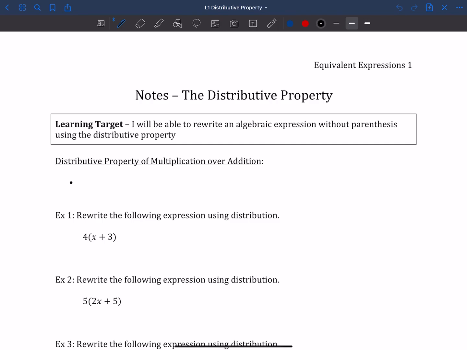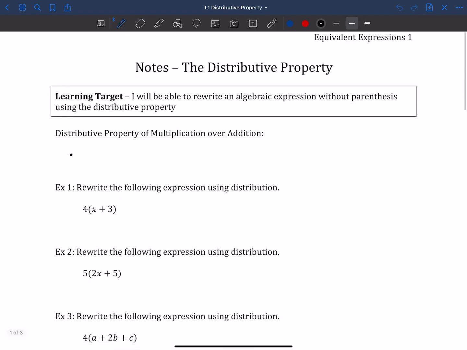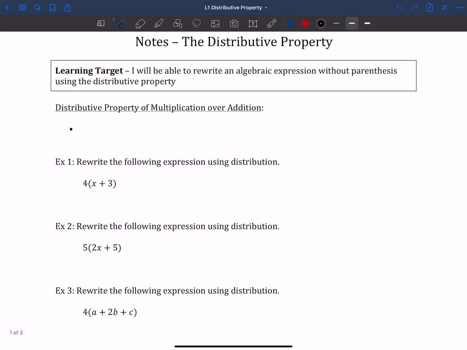So what we're going to talk about is the distributive property, right? This is going to be the beginning of our unit on equations and inequalities. You might have done the distributive property in the past, but it's never going to hurt to go back over some of this kind of stuff.